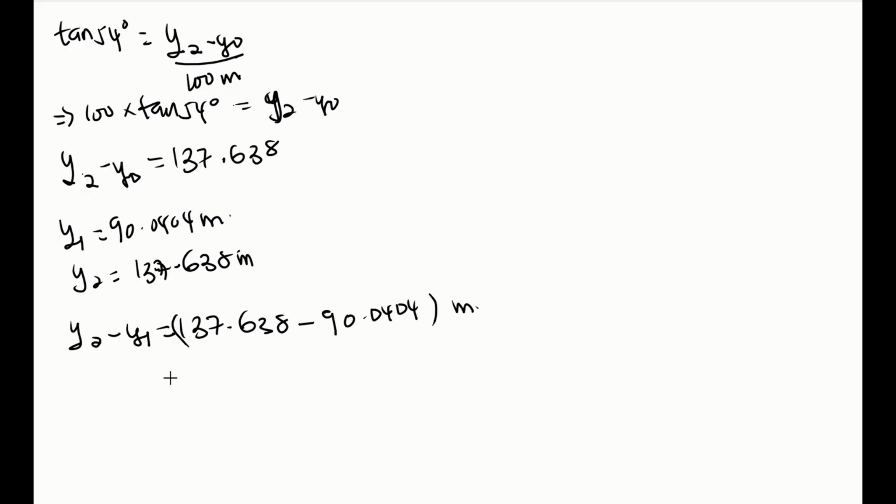So the distance, or the difference in the yachts in meters, which is y2 minus y1, is going to give us 137.638 minus 90.0404, which is 47.59779. But we have to give it to the nearest meter, which gives us y2 minus y1 as 48 meters. Thank you.